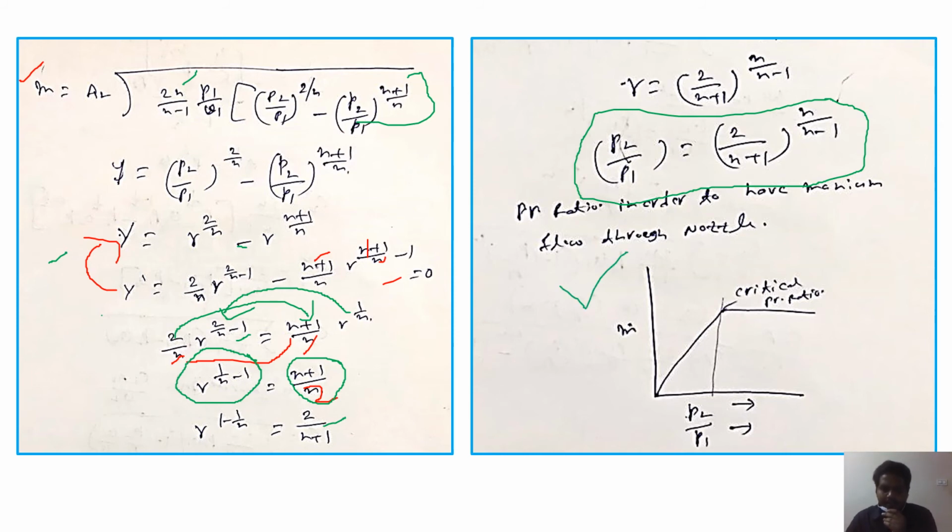Now, as you can see in this graph, m dot is on the y-axis and P2 by P1 on the x-axis. When the ratio P2 by P1 increases, the mass flow rate also increases up to a certain level. After that, it becomes constant. This point is known as the critical pressure ratio.